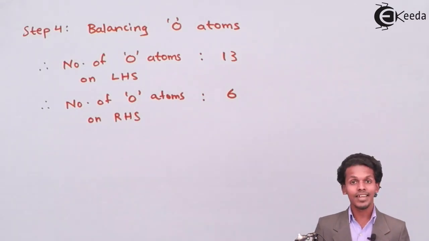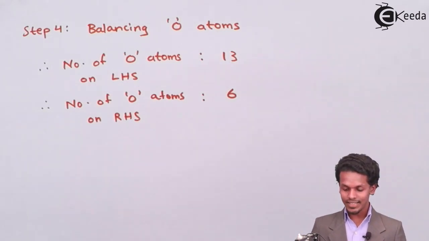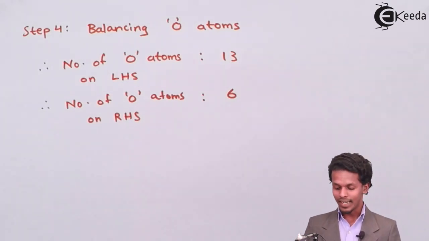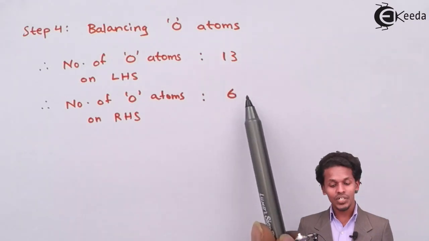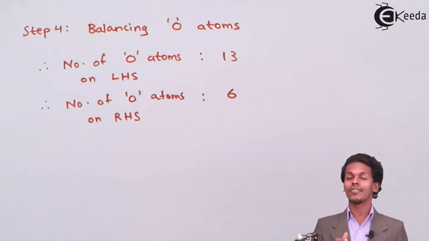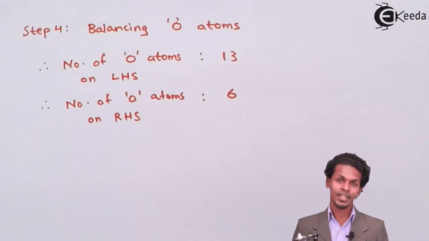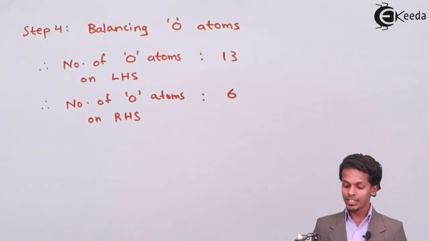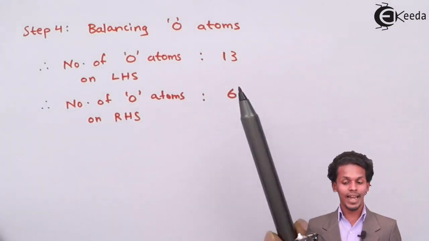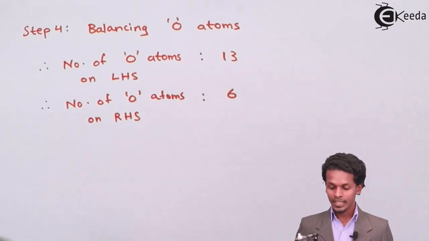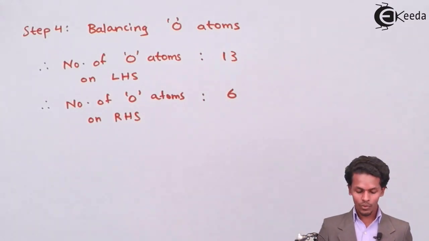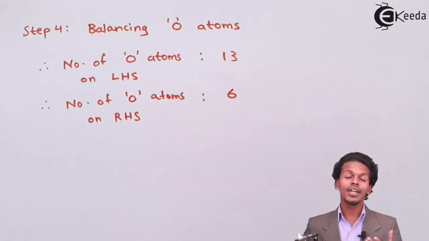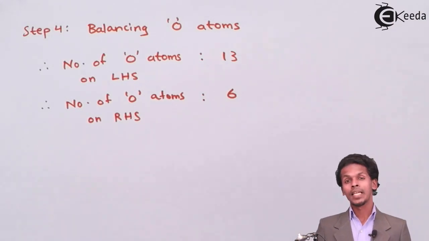It has been clearly mentioned on this screen that there is a deficiency on the right hand side, or on the product side. And how many? There is a deficiency of 7 oxygen atoms on the right hand side. So therefore what we are going to do now is add 7 times H2O.